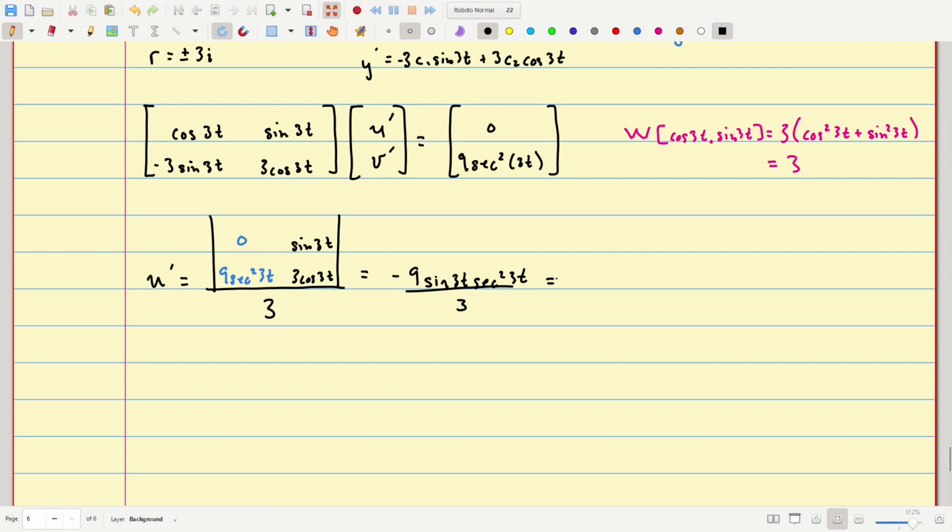We want to simplify this. We're going to get negative 3. Left over in the numerator, we're going to have sine 3t divided by cosine squared of 3t, using the reciprocal identity for secant. And so this is going to end up looking like secant times tangent, thinking about it as sine over cosine times 1 over cosine. So negative 3 secant 3t tangent 3t, which we're happy about because that is a function whose antiderivative we're familiar with.